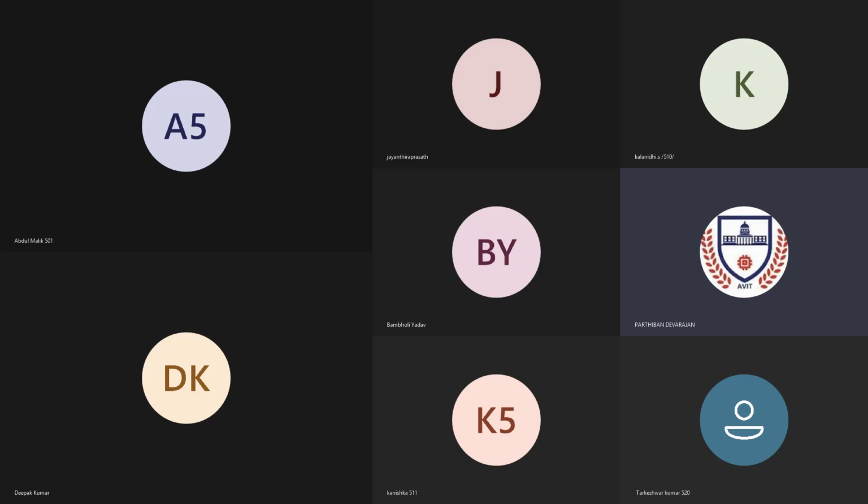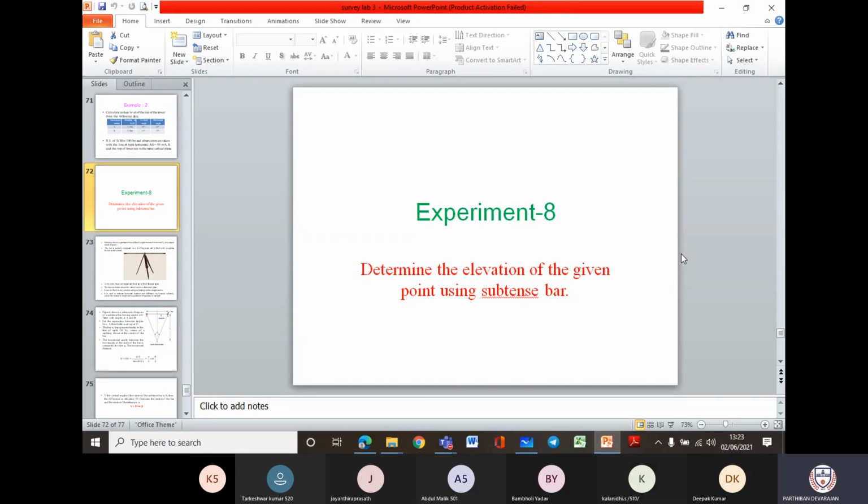The elevation of the given point using the subtense bar method. Okay, what is a subtense bar method? So far we discussed the tachometer and theodolite, that means using instruments. We have done so many experiments using the tachometer and using the theodolite. So far, we have 7 experiments.